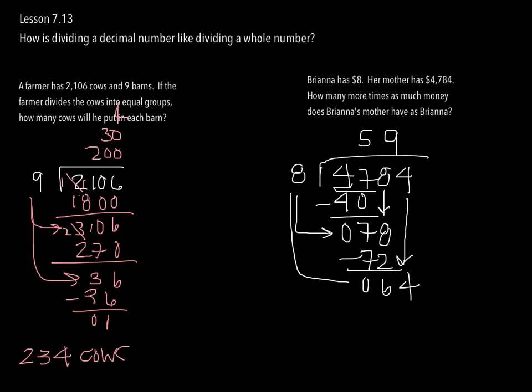Okay. Now we ask how many 8s in 64. Well, 8 times 8 is 64. Put the answer on top. Multiply. Put the answer on the bottom, subtract, 0, 0. So she has 598 times the amount of money that Brianna has.